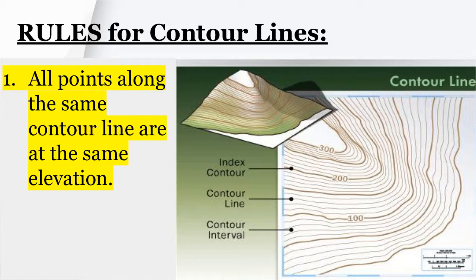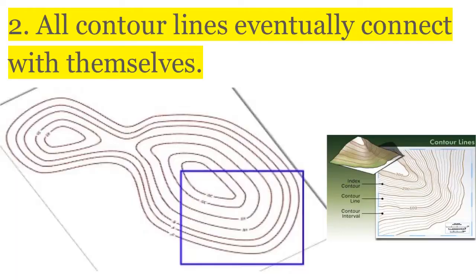So number 1, all points along the same contour line are at the same elevation. Number 2, all contour lines eventually connect with themselves.